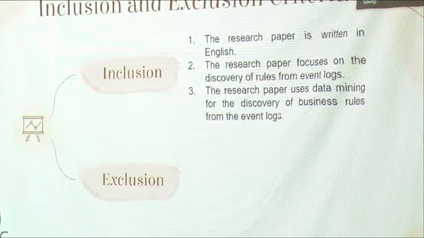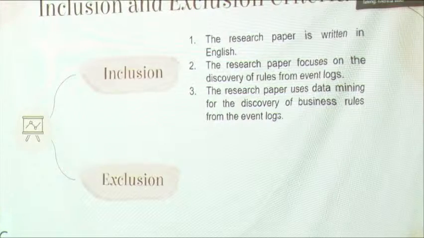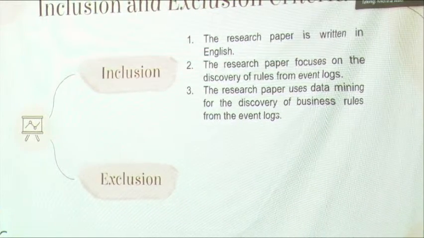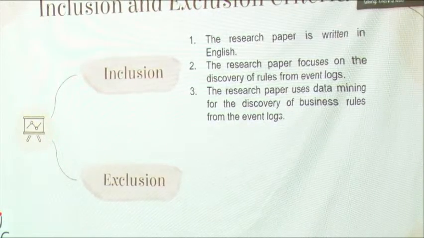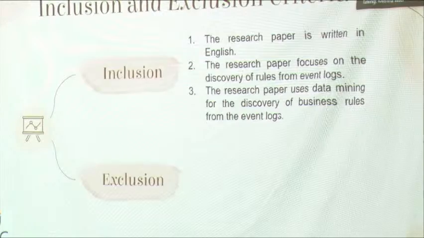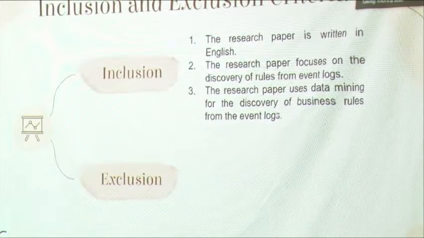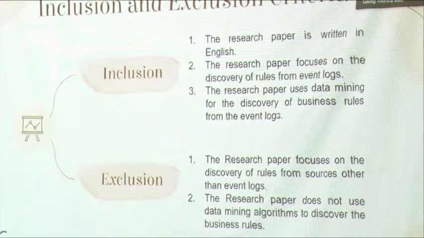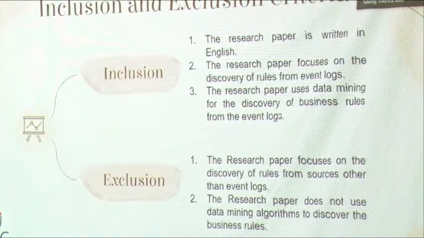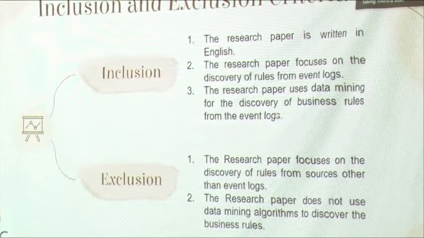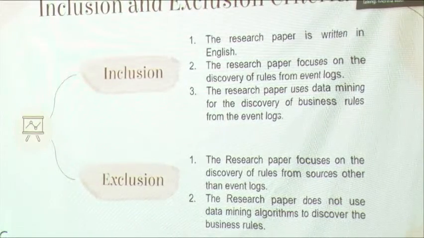For the inclusion criteria, all research papers that are written in English, papers that focused on the discovery of the rules from the event logs, and research papers that use data mining as a technique for the discovery of the rules were included. For the exclusion criteria, research papers that focus on the discovery of rules from sources other than the process event logs, or research papers that did not use data mining algorithms in order to discover the rules, were excluded.